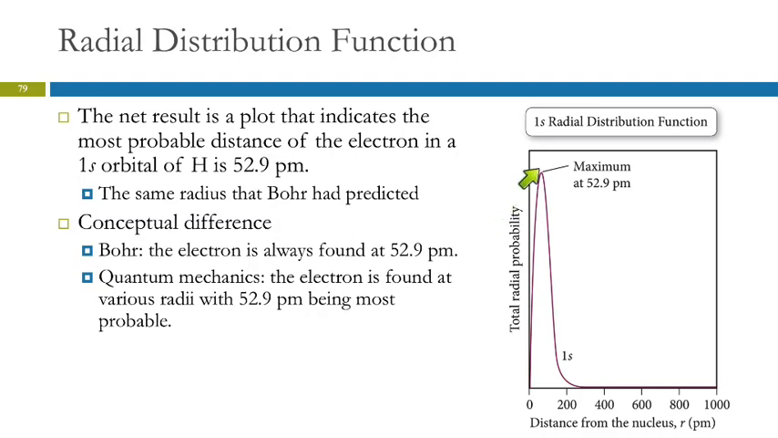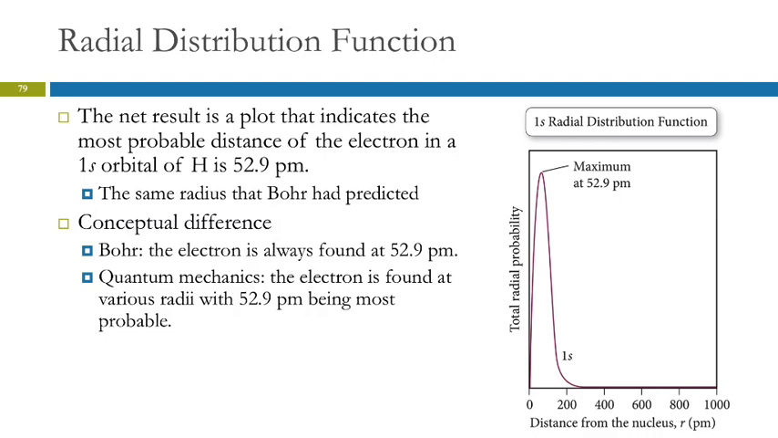We have this maximum probability at 52.9 picometers for a hydrogen atom. And that says that 52.9 picometers is the most likely distance for an electron to be found from the nucleus. This is the same radius that Bohr predicted from his calculations.